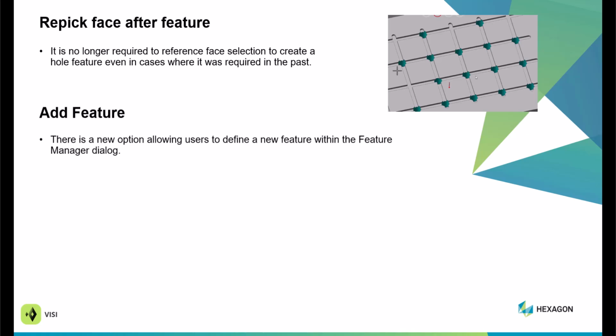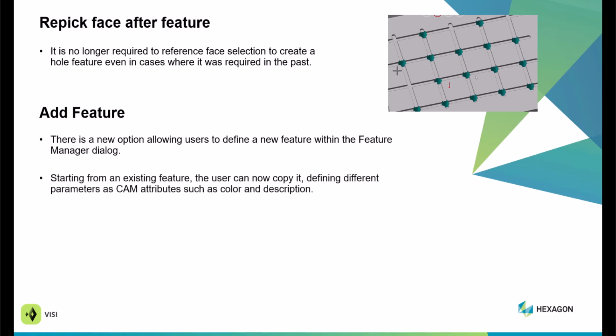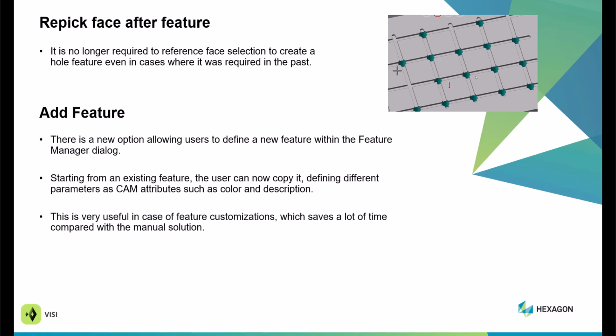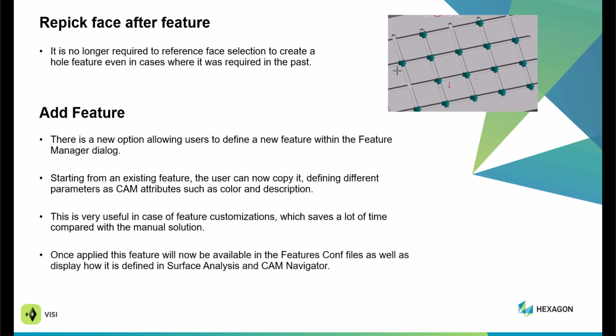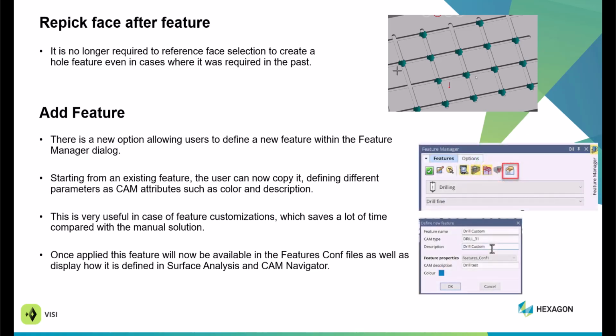And you have the ability to add a feature. This new option allows the user to define a new feature within the Feature Manager dialog. Starting from an existing feature, the user can now copy the different feature or the defining feature parameters and change colors and description. This is useful for feature customization, which saves time in the future. And this can be used within your features config and can be used within Surface Analyzer and CAM Navigator. So this is another way, for example, with Compass, you can add more customization.